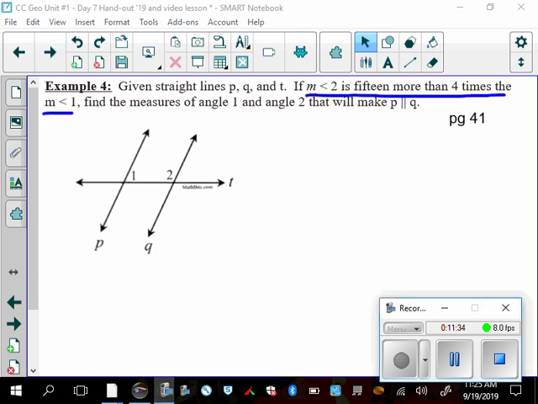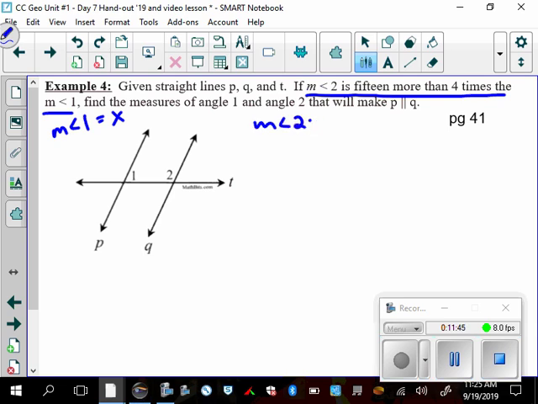So they're referring to angle 2 in terms of angle 1. So I'm going to say the measure of angle 1, I'm just going to use x. So then the measure of angle 2, 15 more than 4 times angle 1. 4 times angle 1 would be 4x, and 15 more would be 4x plus 15.